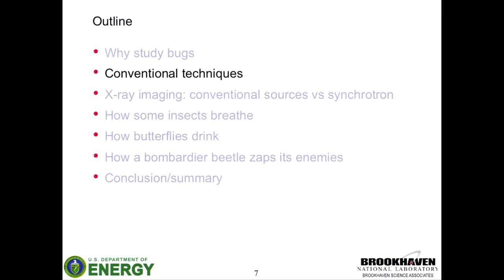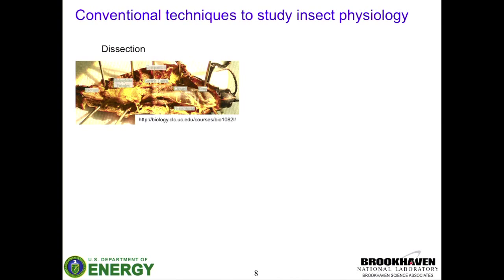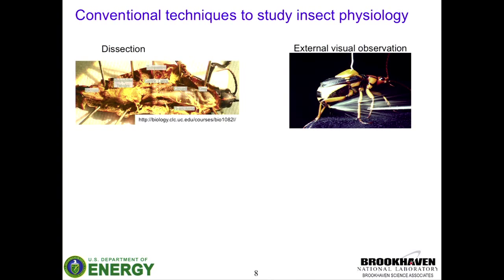So what are the conventional techniques to study insects? Well, the most common is, of course, cut it open, right? And unfortunately, usually this is not so good to try to study physiology because the animal isn't kicking and alive, and is somewhat dead. Another example is you can look from outside and see what it's doing. Like in this particular example here, which is actually what I'm going to talk about later, you can look at how this animal sprays from outside.